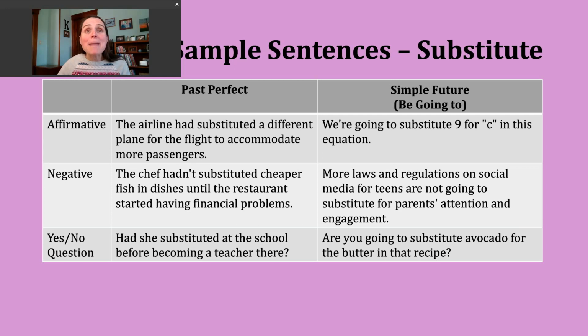Now, if you want to make a negative past perfect sentence, you're going to start with a subject, you're going to use had not, and then the participle form of the verb. You might also hear the contraction hadn't, and then the participle. I've used the contraction in my example. The chef hadn't substituted cheaper fish in dishes until the restaurant started having financial problems.